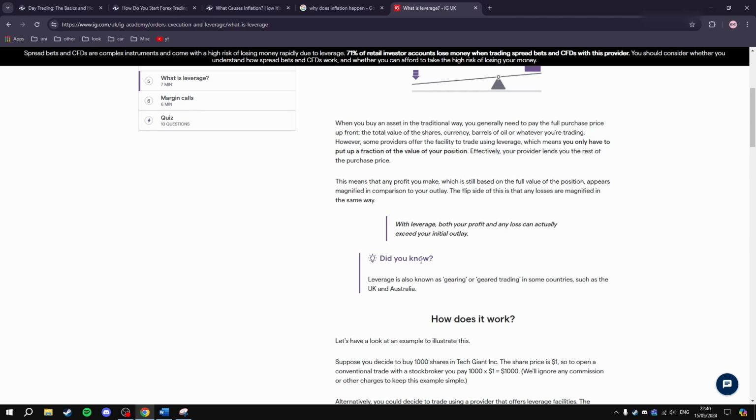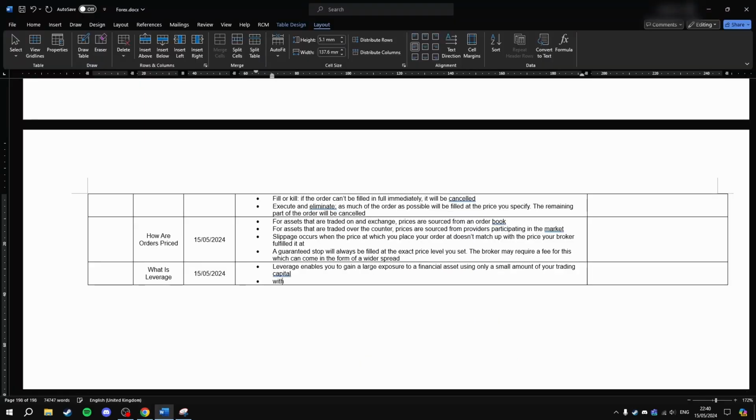Wait, you only have to put up a fraction of the value of your position. Effectively, a provider lends you the rest of the purchase price. This means that any profit you make, which is still based on the full value of the position, appears magnified in comparison to your outlay. The flip side of this is that any losses are magnified in the same way. With leverage, both profit and losses can exceed your initial outlay.